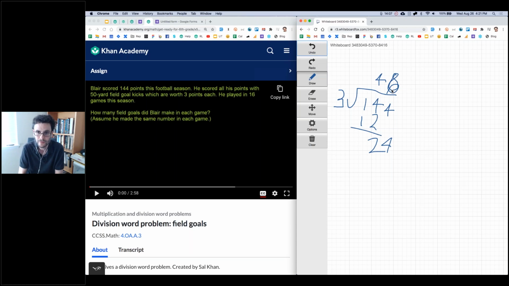Okay, beautiful. And if he played in 16 games, then you would divide that by 16. So now we have 48 divided by 16. And of course, it might be easier just to think about multiples of 16. So the answer is 3 field goals per game. Not bad at all.